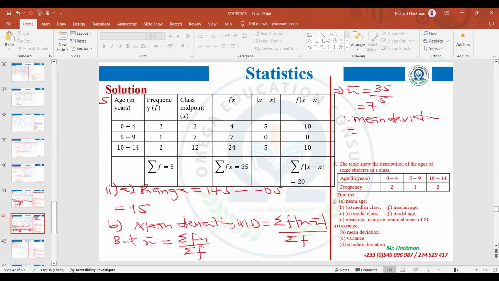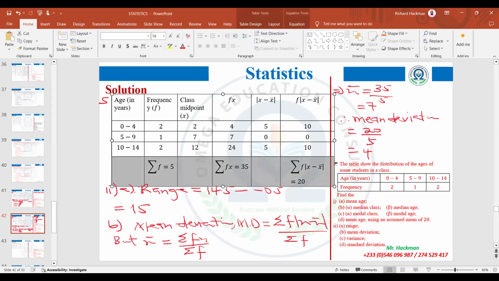Will be equal to, let's go. We said the summation of this, which we had 20, over 5, which will give us what? 4. All correct. Is my point well made? Yes, please.